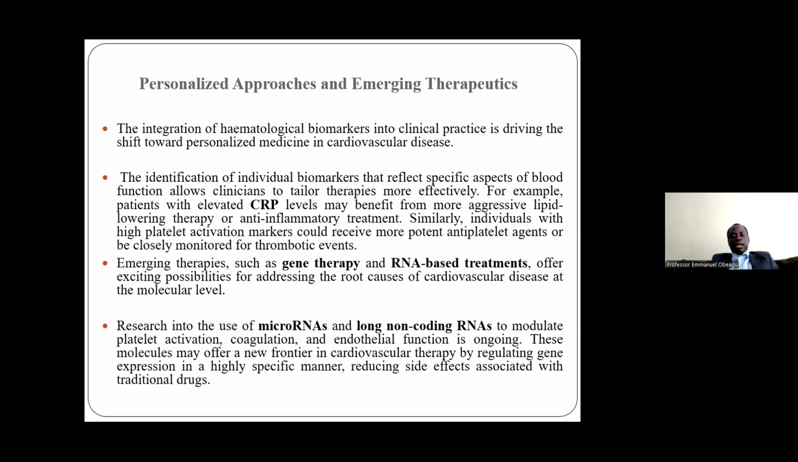I've talked about personalized medicine before, or approaches and emerging therapies. Next.